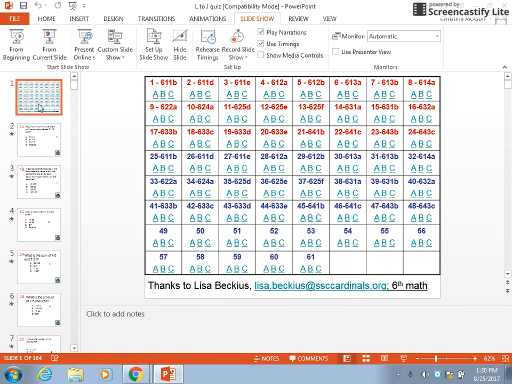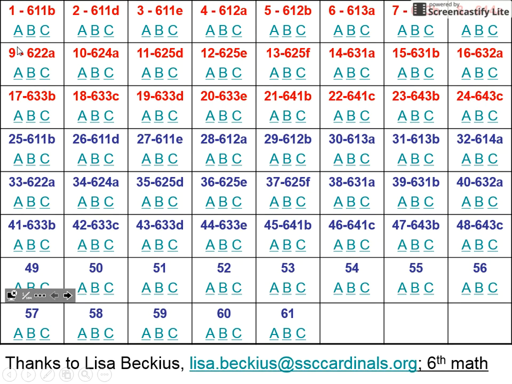We are going to begin our L to J quiz. So please make sure that you have out a scratch piece of paper and a pencil and your grading utensil so that we can begin. Remember, you only need to write down the number and letter of the question and your answer.